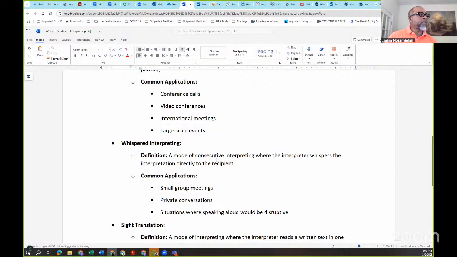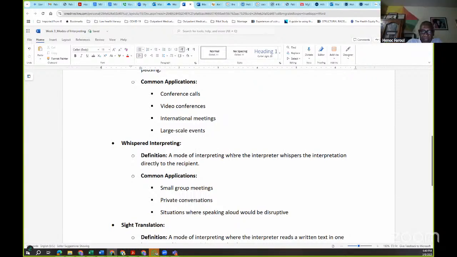It's not really consecutive, because you are speaking at the same time as the speaker. It's just that you are whispering so you don't disrupt everyone else. This is simultaneous. Yes, I think it's more like simultaneous.